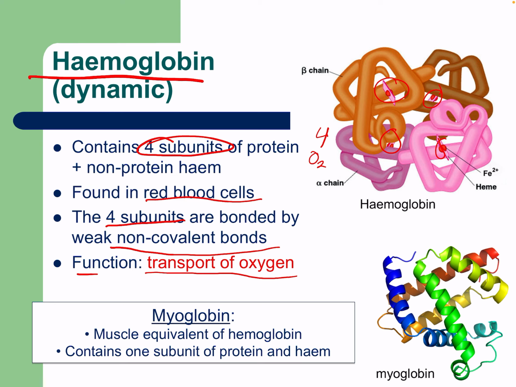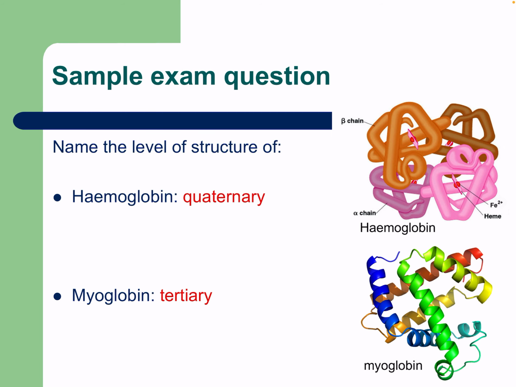So we know this is a tertiary quaternary structure. In comparison, myoglobin, which has a similar function, is tertiary. Essentially, myoglobin is the muscle equivalent of hemoglobin, and only contains 1 subunit of the protein and heme. So, sample question: hemoglobin we know is quaternary, while myoglobin is tertiary.